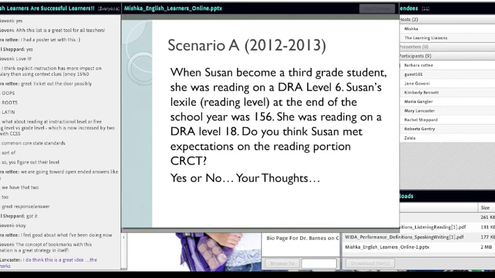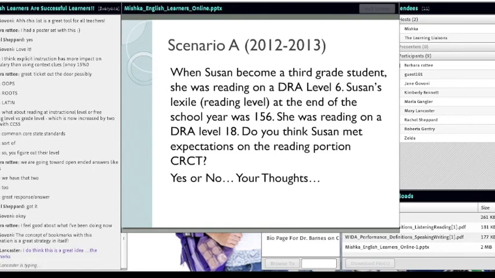Susan's Lexile at the ending of the year was 156. She was reading on a DRA 18. So she started off at the beginning of the year on a level 6. Her Lexile at the ending of the year was 156. That Lexile is actually a first grade Lexile. DRA is actually an ending of first grade reading level. Okay?